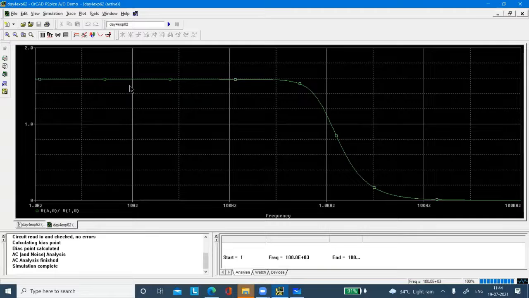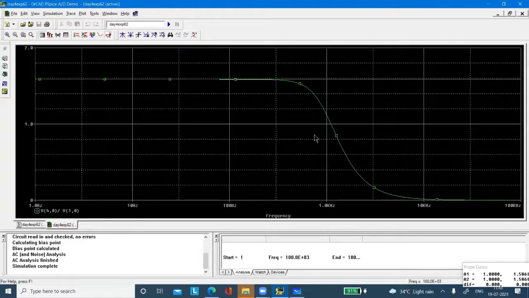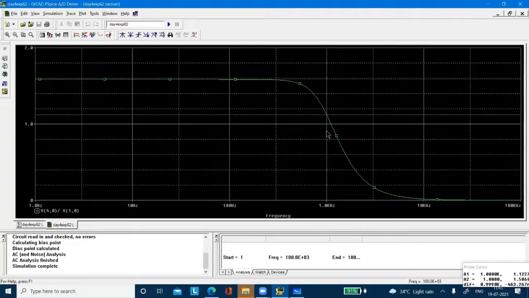Look at the passband gain and the nature of the plot. The starting frequency is 1 hertz and the stop frequency is 100 kilohertz. Look at the cutoff frequency. What is the gain at the cutoff frequency? The gain will be K by root 2. At 1 kilohertz, which is the cutoff frequency, the gain will be 1.586 by root 2. Right? The passband gain is 1.586, and at cutoff it is 1.586 by root 2.